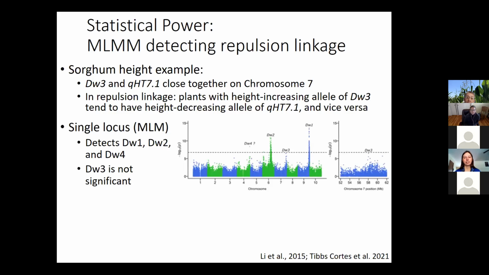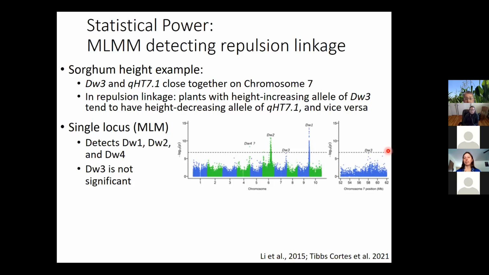The result of this is that in MLM, single locus GWAS, we're able to detect some loci associated with height like DW1, 2, and 4, but DW3, as we can see when you zoom in on the area on the right here, is not significant. Nothing comes above that significance line. That's because any SNP that is linked to DW3 is also linked to QHD7.1.